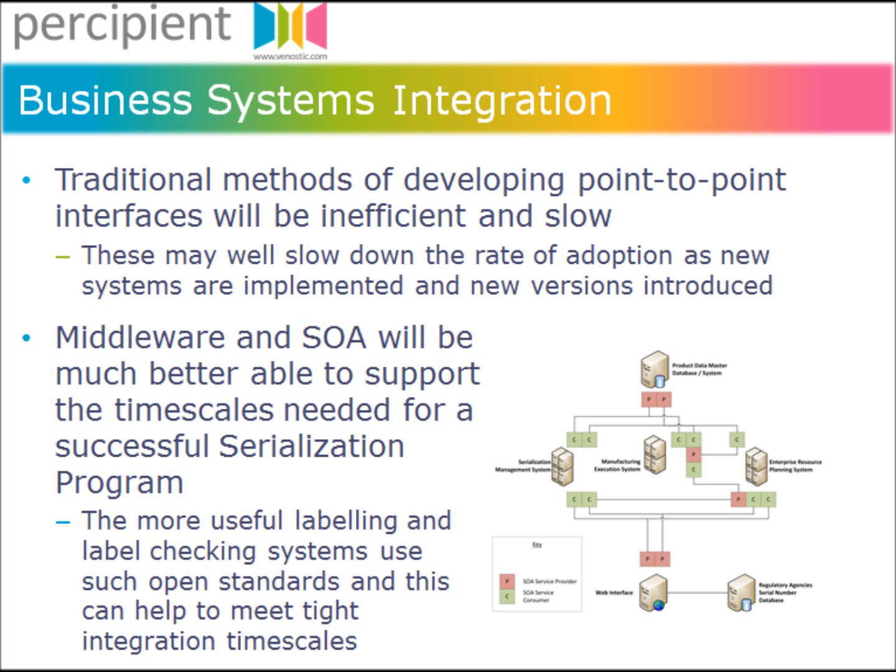And the problem is, if you develop traditional point-to-point interfaces, as soon as you change one version of software in one of the systems, you're into revalidating all the interfaces again, time-consuming. So the key thing to look for there when you're looking at integrating serialization systems is the use of service-oriented architecture and web services. That allows you to reuse software much more efficiently. It allows you to develop different data models and interchange data between systems much more effectively.